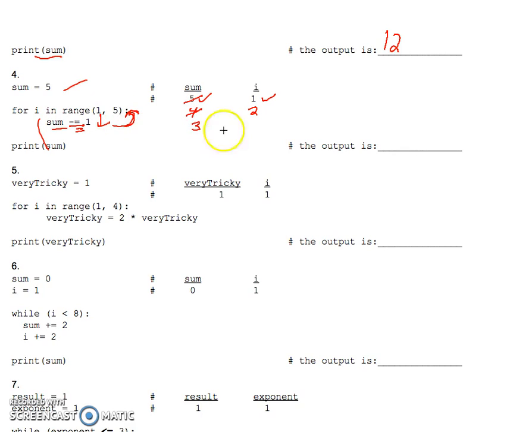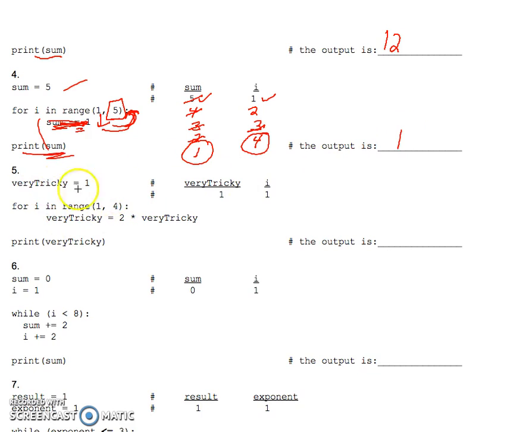Go back up. I goes up to 3. Sum goes down to 2. I goes up to 4. Sum goes down to 1. This time at the top of the loop, we do not add 1 more to I. We stopped at this 4. And the current value of sum is 1. We do not execute this code anymore. And therefore we print sum, which is 1.